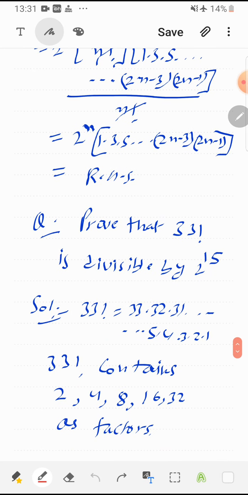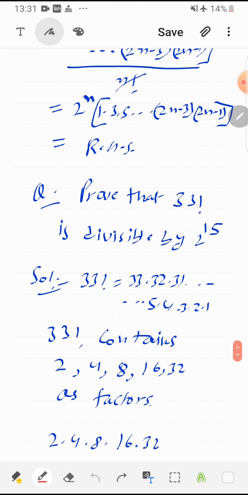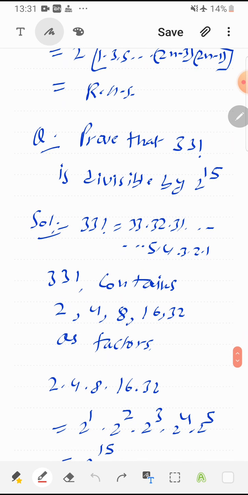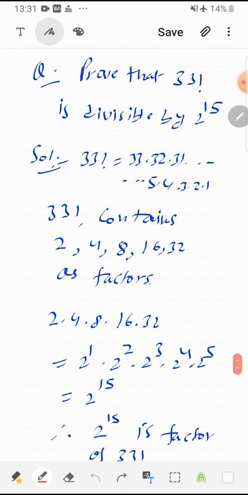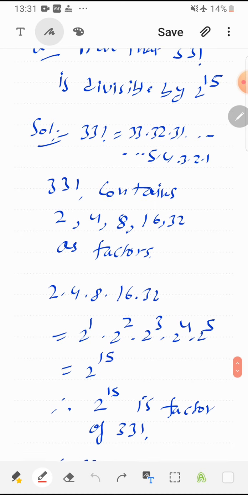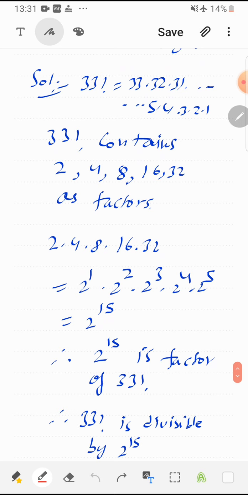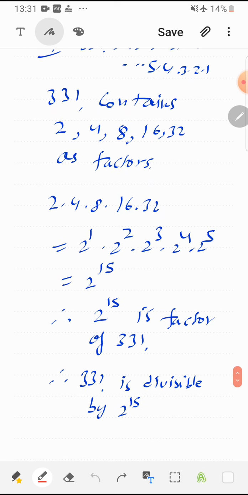Then prove that 33! is divisible by 2 raised to the power 15. Now if we see, 33! can be written as 33 into 32 into 31 up to so on 5, 4, 3, 2, 1. Now 33! contains 2, 4, 8, 16, 32 as factors. If we write the product of 2 into 4 into 8 into 16 into 32 in exponent form, the base is the same, so the powers will be added. So it is 2 raised to the power 15. That means 2 raised to the power 15 is a factor of 33!, or 33! is divisible by 2 raised to the power 15.